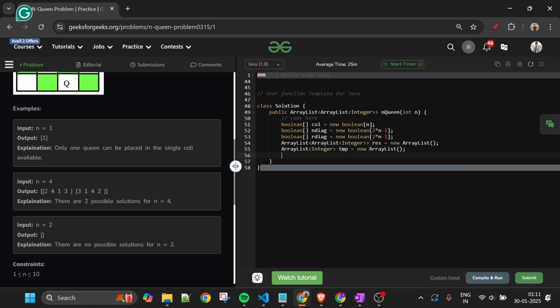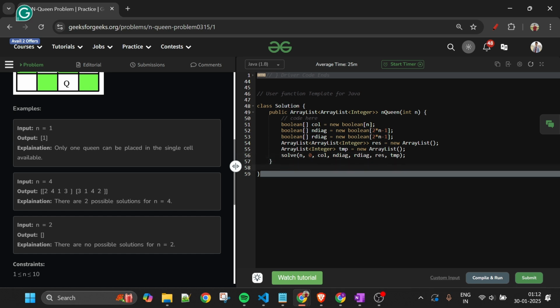Now I will call a recursive function. Okay, let's suppose its name is solve, and I will pass few things. First one is n. Basically n will be needed to check what are the rows. Currently I'm at 0 row. Okay, and my column array, my n diagonal array, my r diagonal array, and my result, and my tmp list as well. Okay, so all these things I will be passing.